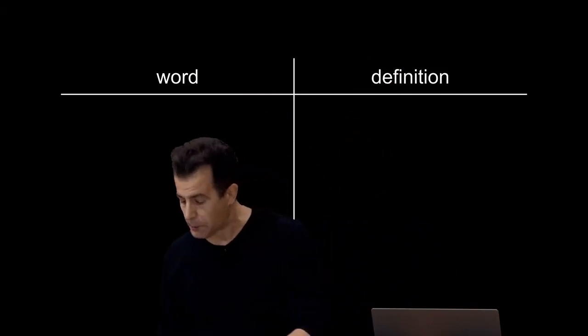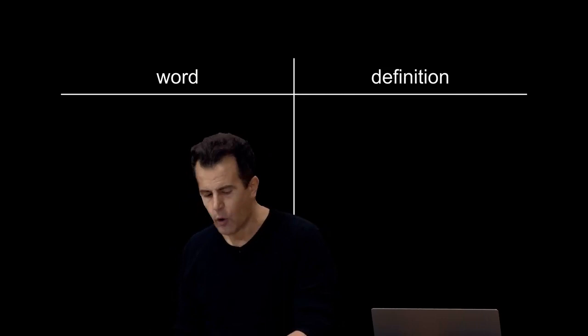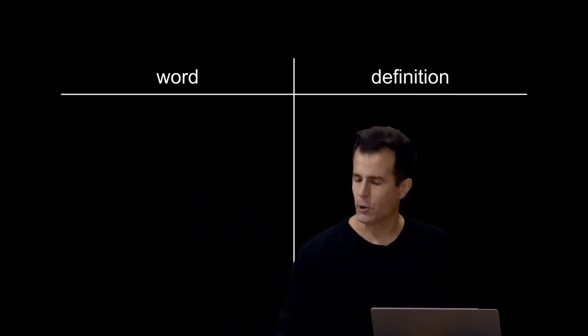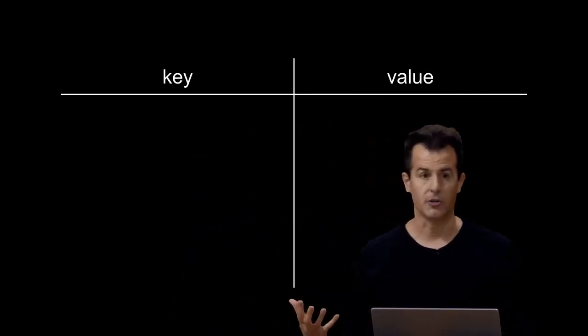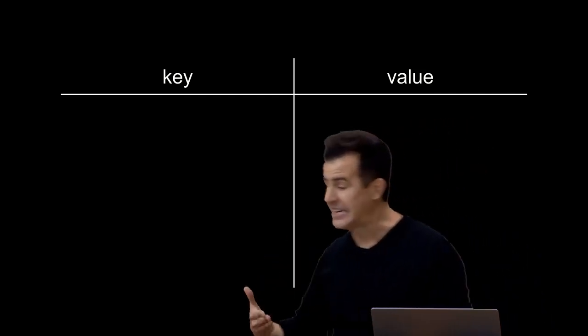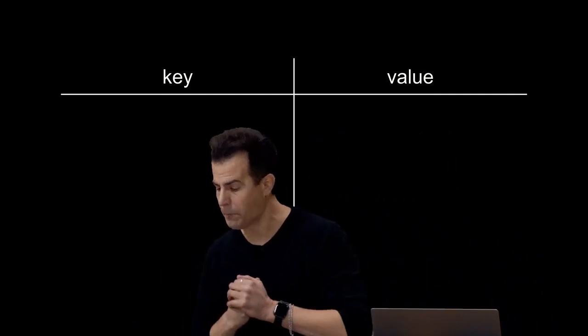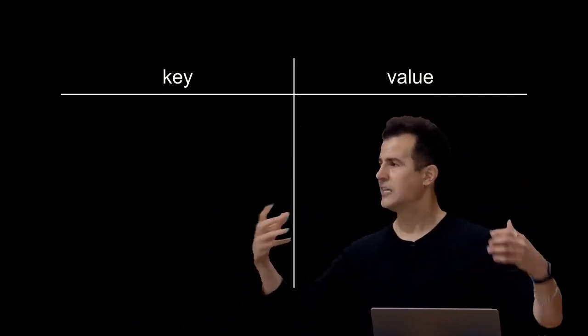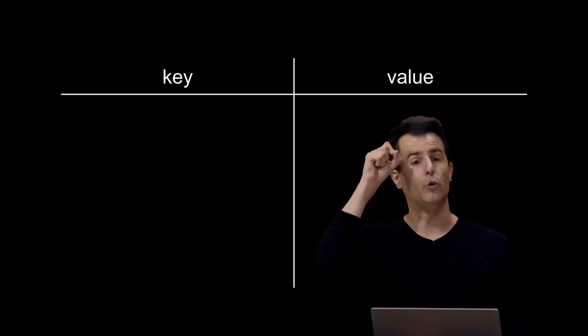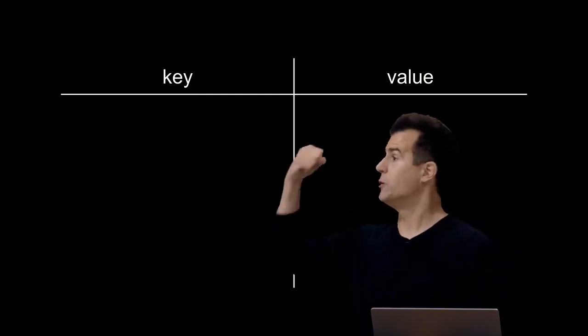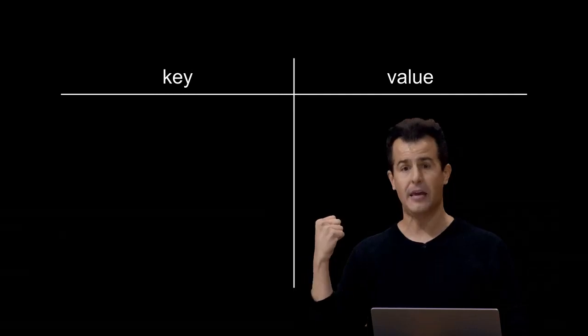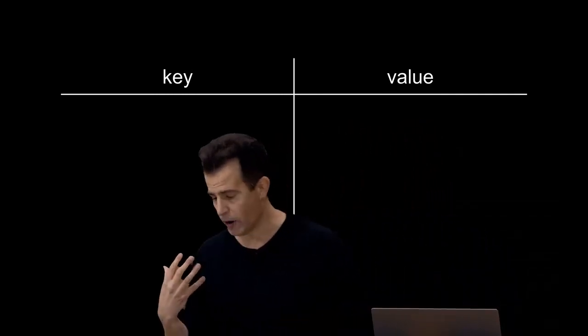But more generally, in computing, a dictionary really just has not words and definitions per se, but key value pairs. This is a term of art. And we're going to see this again and again, especially as we transition to web programming, keys and values. Key is what you use to look for something. The value is what you find ultimately via that key. So that's the generic term there.